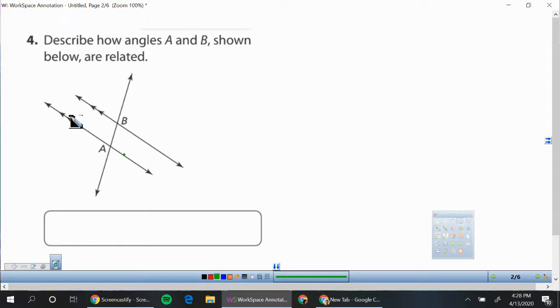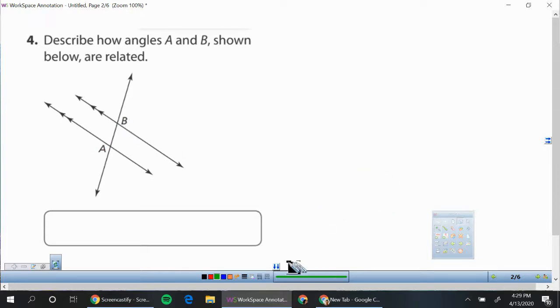Those arrows show us that these two lines are parallel, and that's a big part of how we can describe A and B. If we do not see parallel lines, then we cannot see if there's a correlation between A and B. Now this other line here is called a transversal. This transversal line crosses between these two parallel lines.